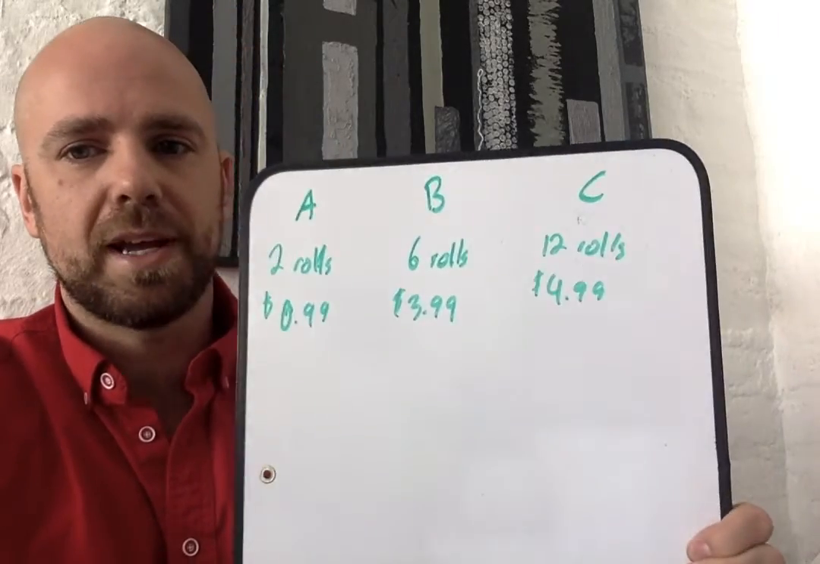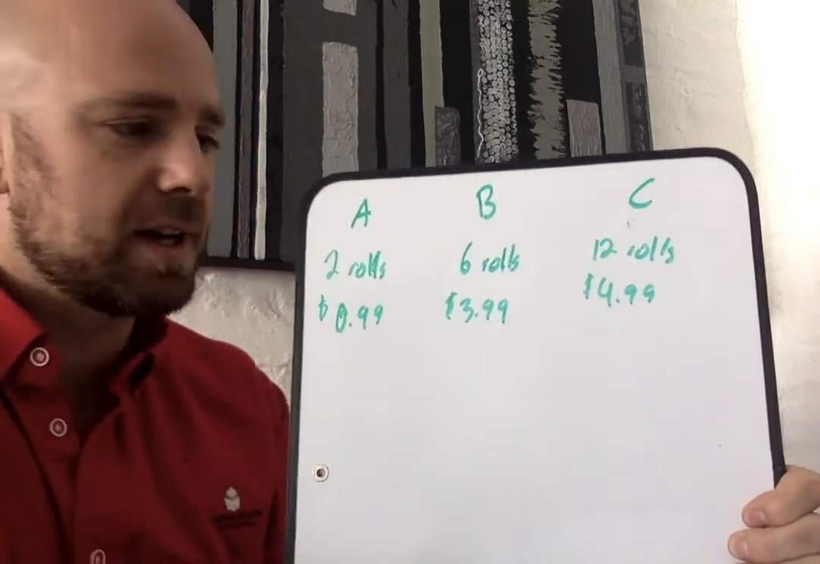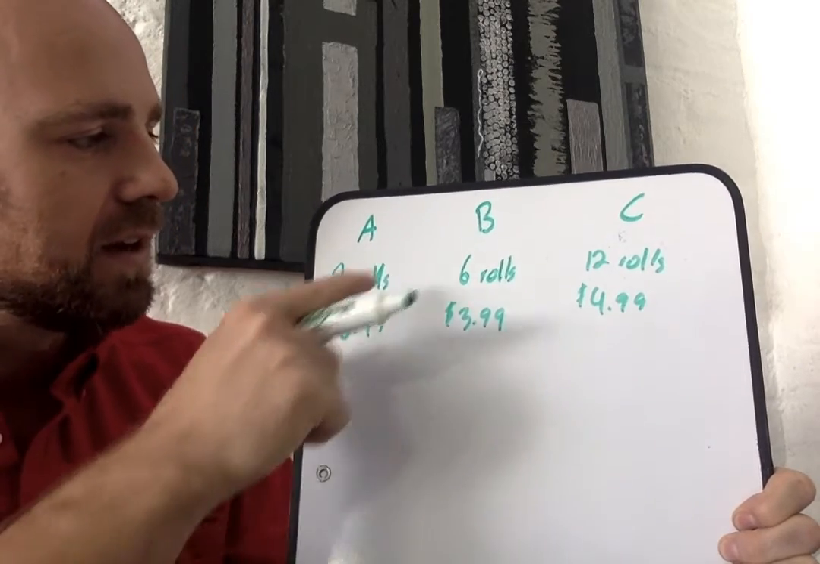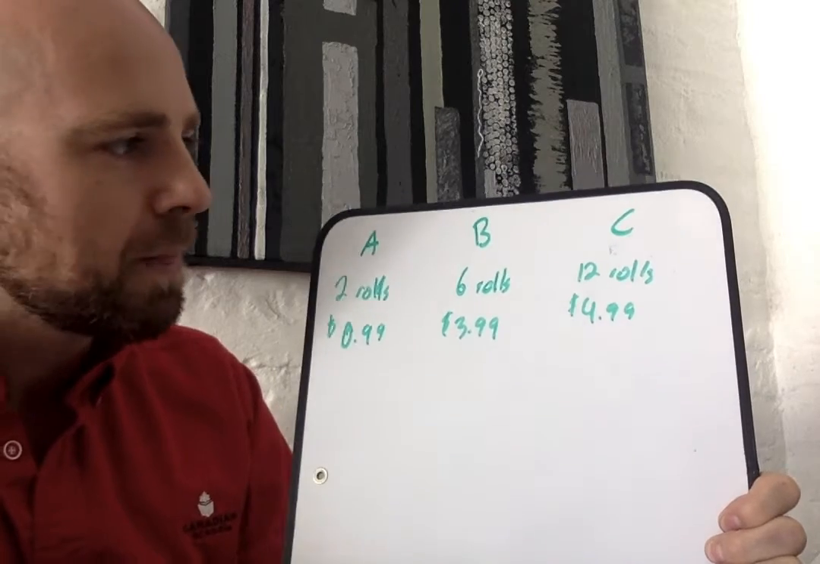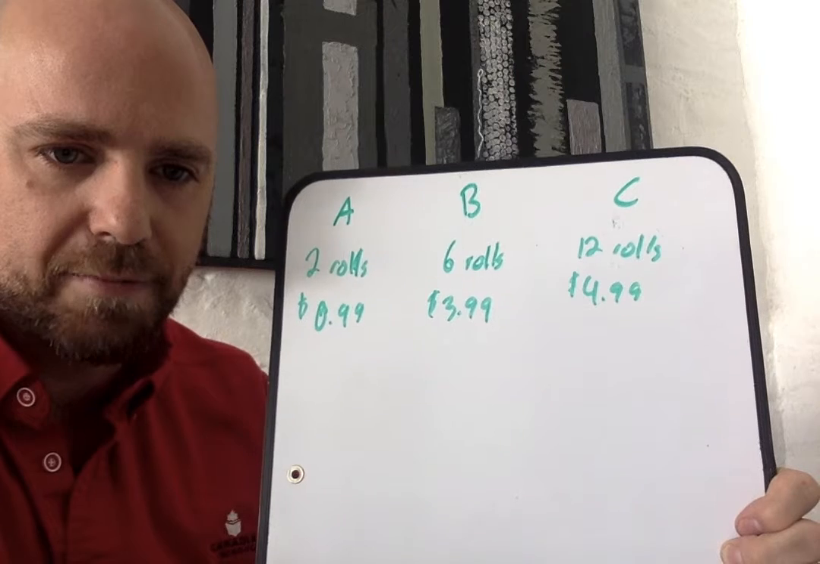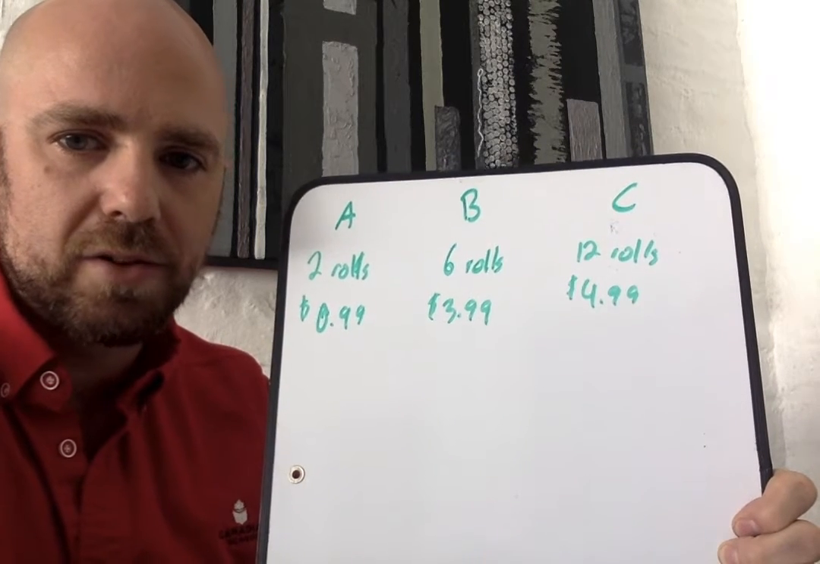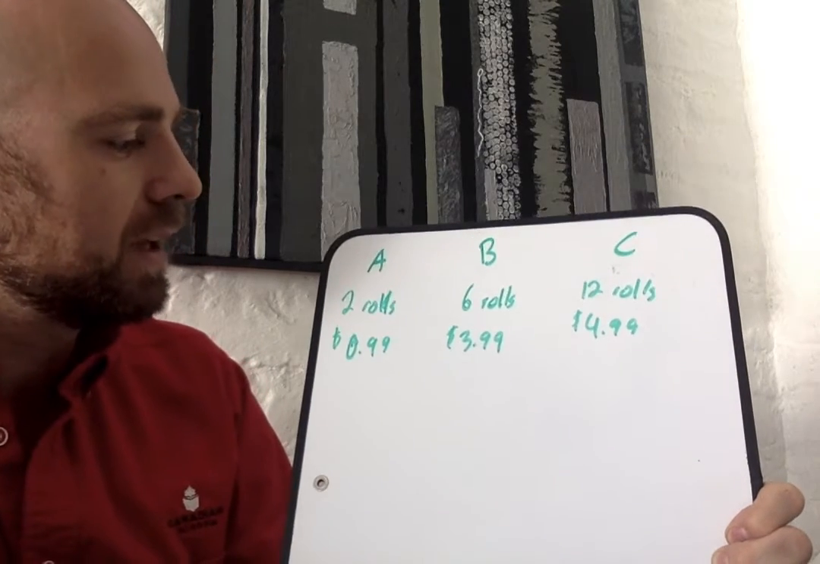Let's say you're purchasing some paper towel. There's 3 options. Okay, so we have option A, B, and C. Option A has 2 rolls of paper towel inside of the packaging, and it's 99 cents. Option B has 6 rolls, and it's $3.99. And option C has 12 rolls, and it's $4.99. Okay, which package is the best buy? Okay, so try it out, and we'll compare once you hit play again.